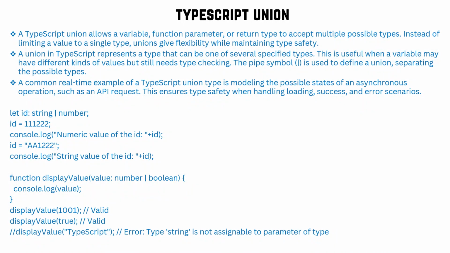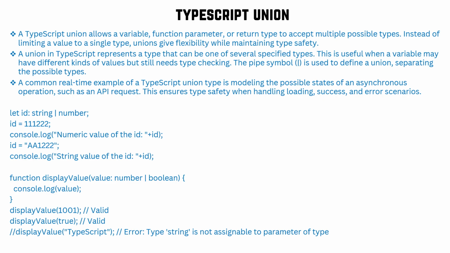So the TypeScript union ensures type safety when handling loading, success, or any kind of error scenario. Sometimes it can be success, sometimes it can be failure, and sometimes it is just a working status, still not retrieved. So in this kind of area we can have that union.